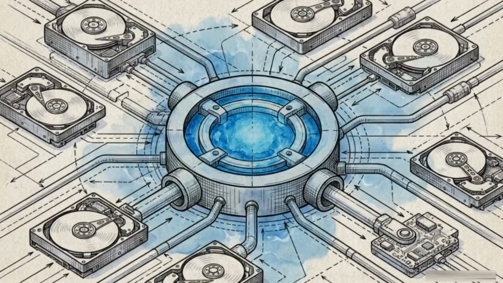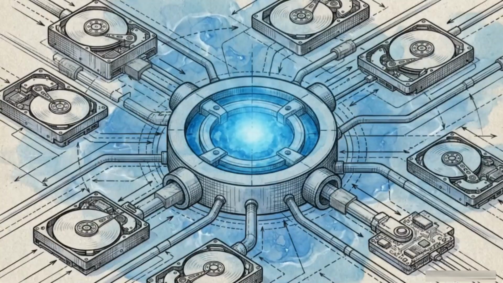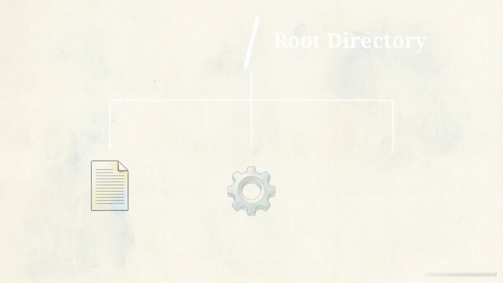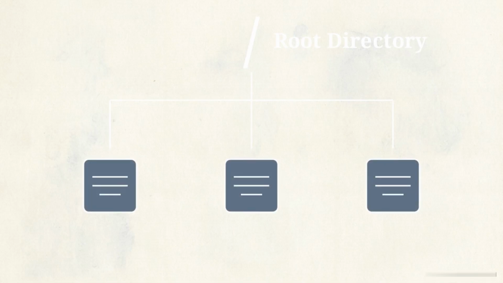Linux, however, pulls every physical disk and partition into a single, unified starting point. This starting point is the root directory, represented by a /, where every piece of data branches out. This works because Linux treats everything, whether a text document, a software application, or physical hardware, as a file, using the exact same standardized file blocks.